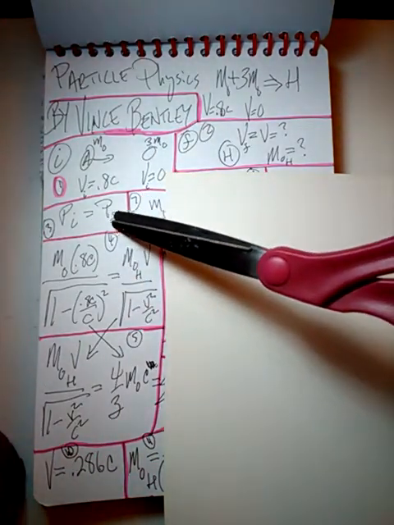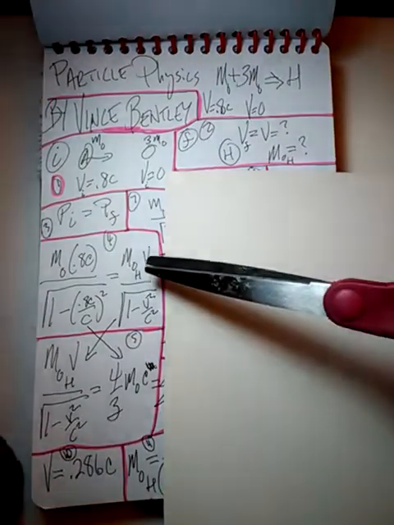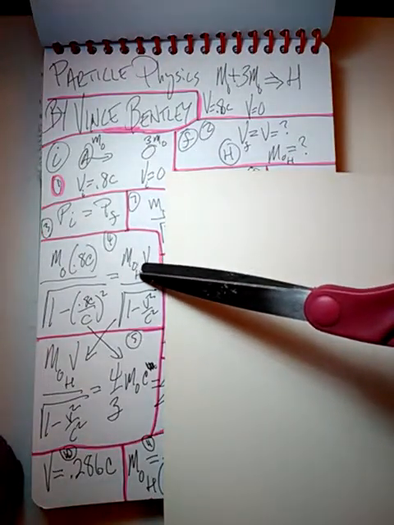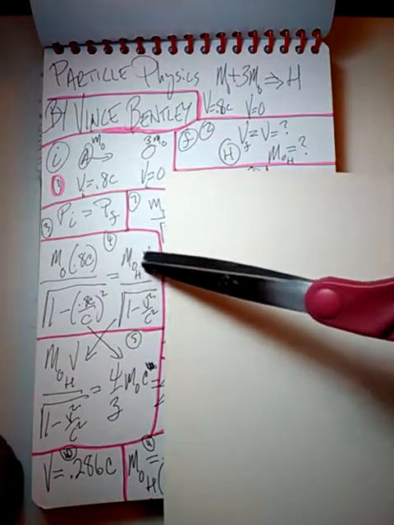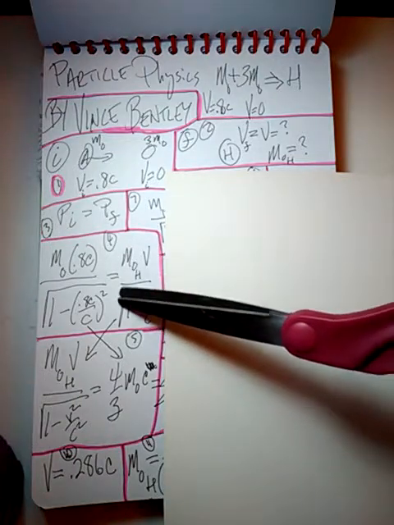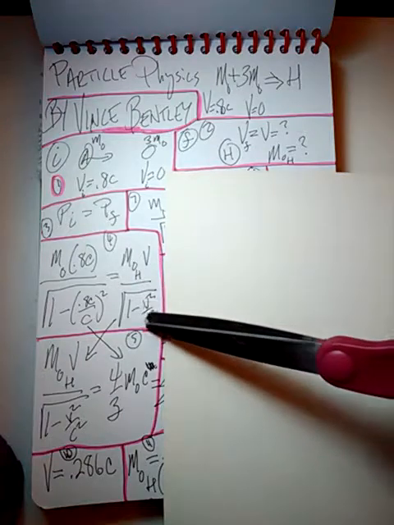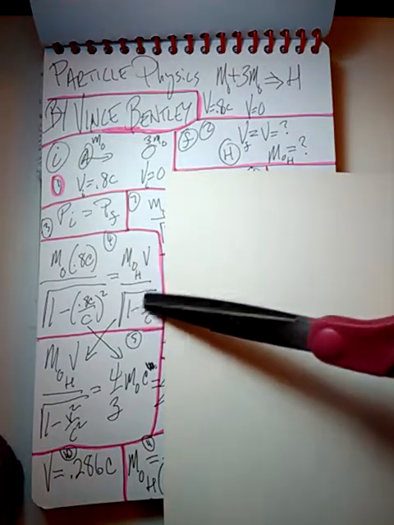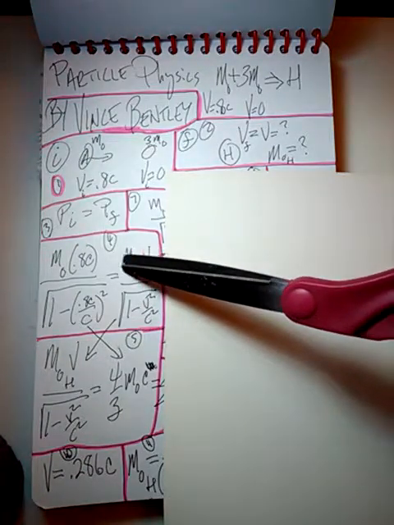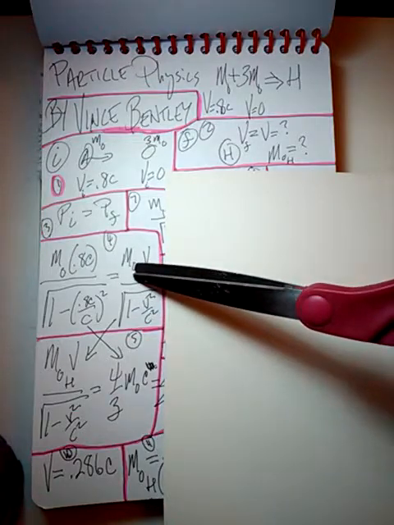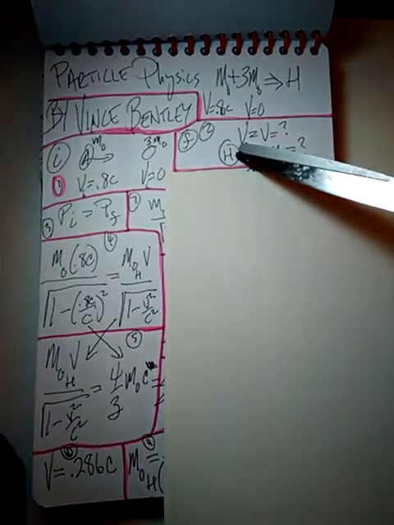And the final momentum over here is the rest mass of Mr. H times his velocity, neither of which we know, and then the square root of 1 minus the velocity of Mr. H squared divided by c squared. This is the relativistic momentum of the H resulting particle.